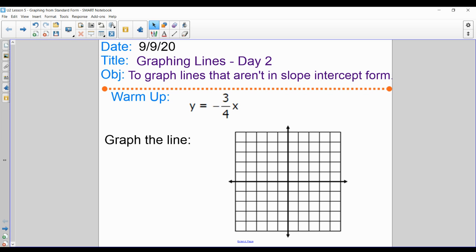All right, today we're going to continue on with graphing lines. Yesterday we did ones that were in slope-intercept form. Today we're going to do ones that are not. We're going to start off with a review of slope-intercept form graphing in our warm-up.